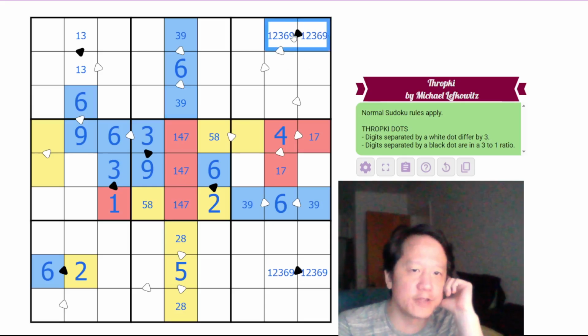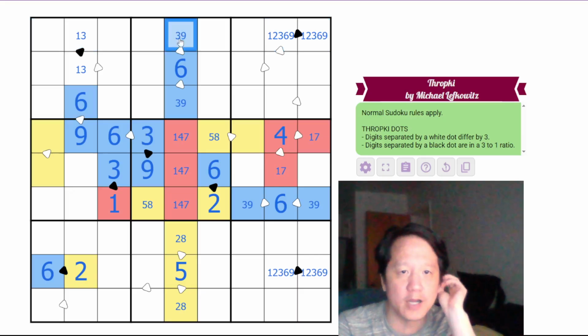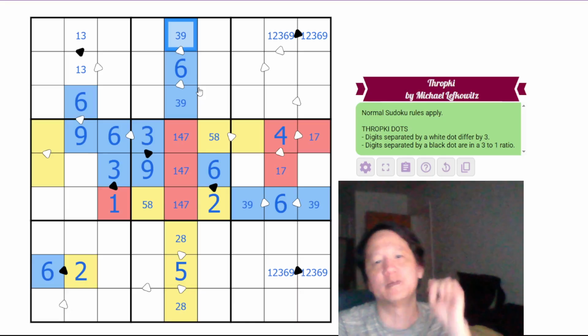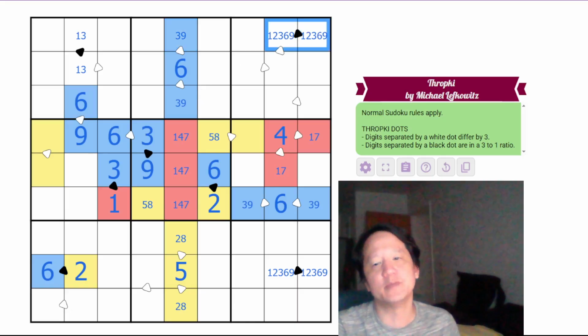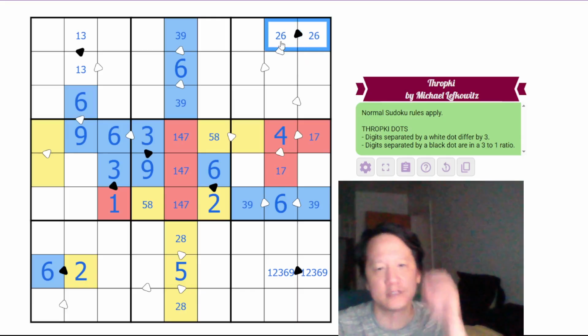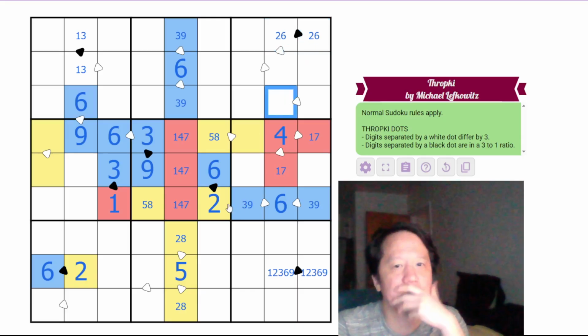Now, if we had a 3 here, the problem is it's in a 1 to 2 ratio with 1 or 9. And if we have 1, 3 here, that would eliminate all possibilities for that cell. If we have 3, 9 here, that would eliminate all possibilities for that cell. So this cannot be 1, 3, or 9. It's 2 and 6 as a pair. Okay.